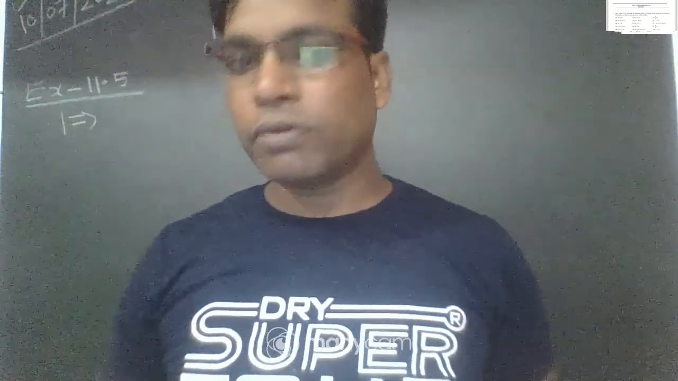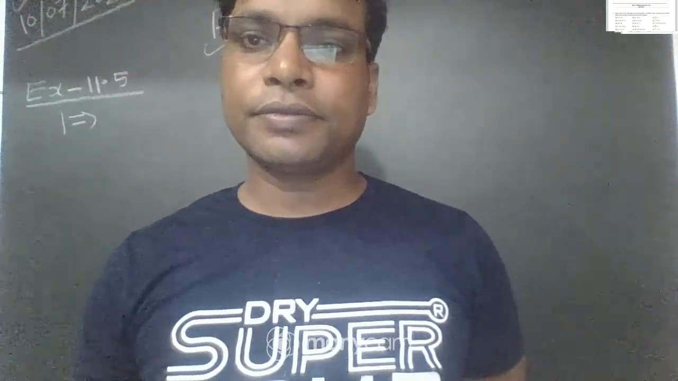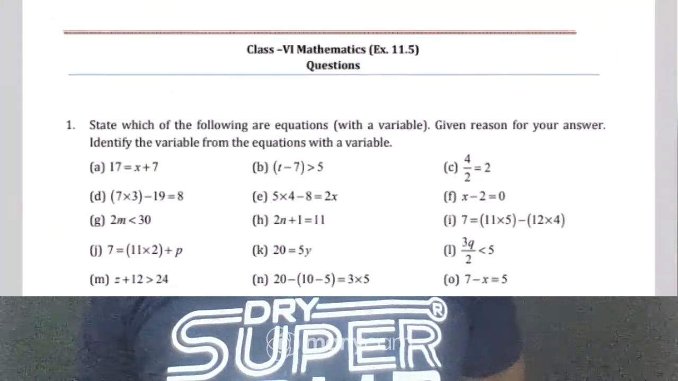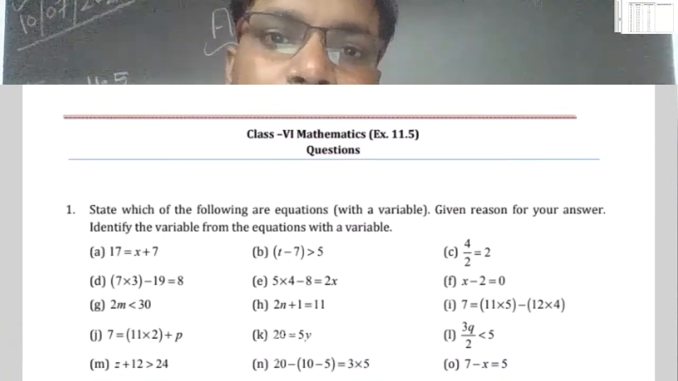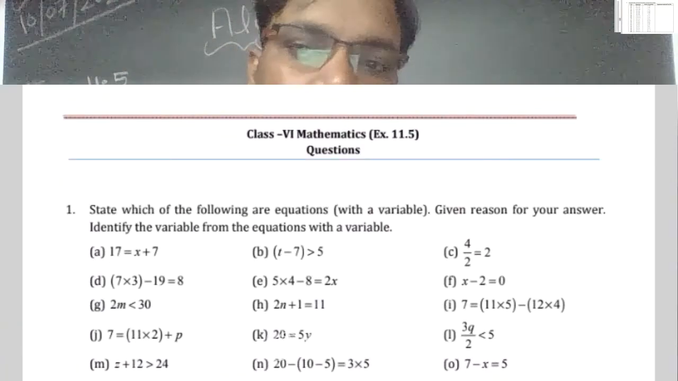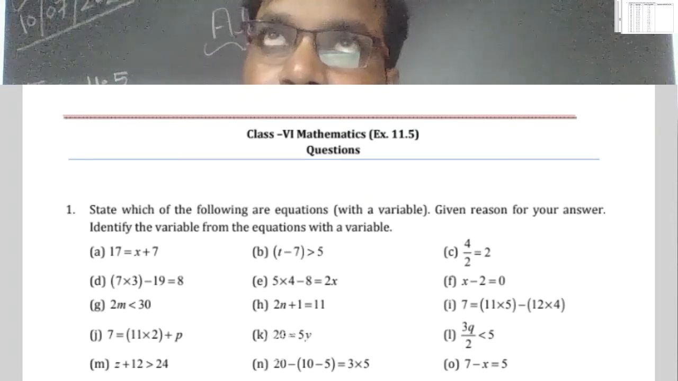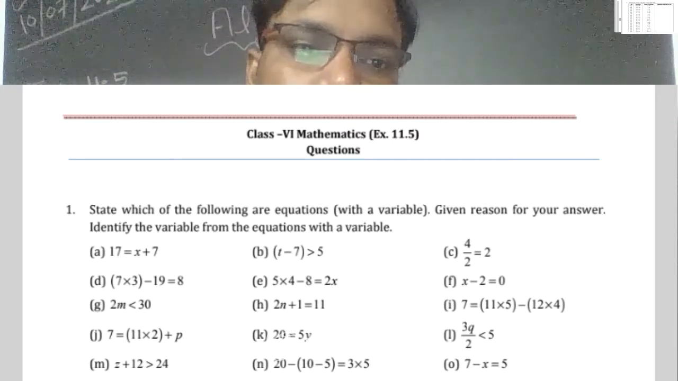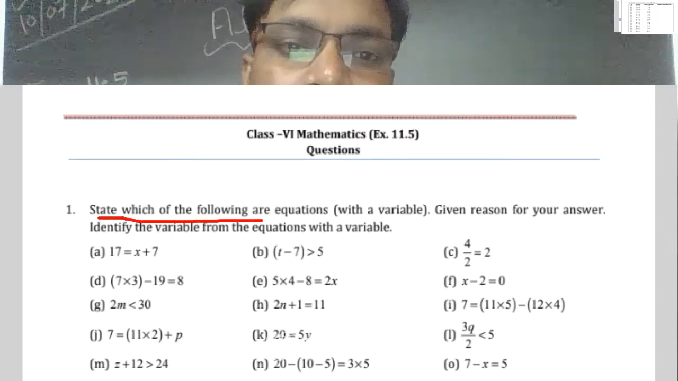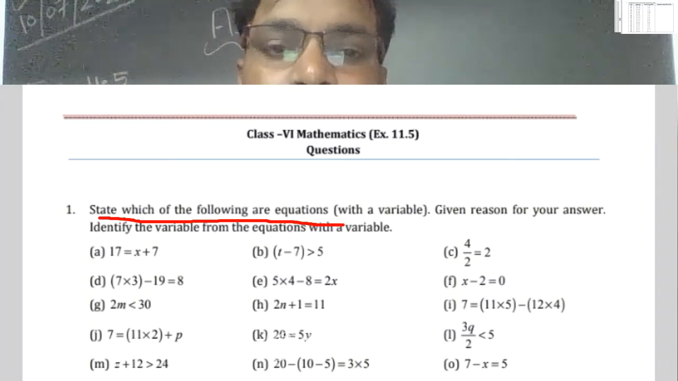What is question number 1? You can see this is question number 1 of this exercise 11.5. Question 1 says: state which of the following are equations with variable.